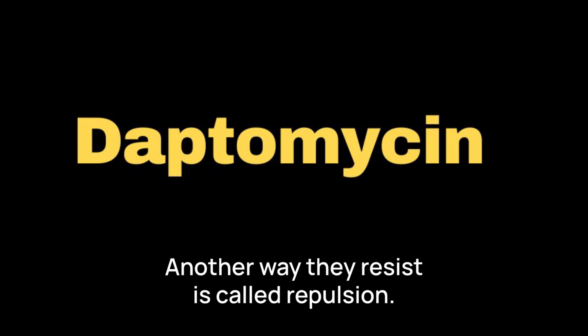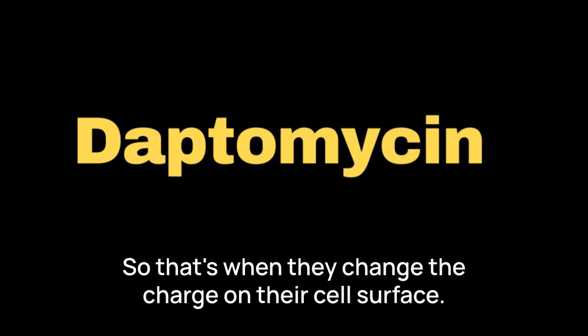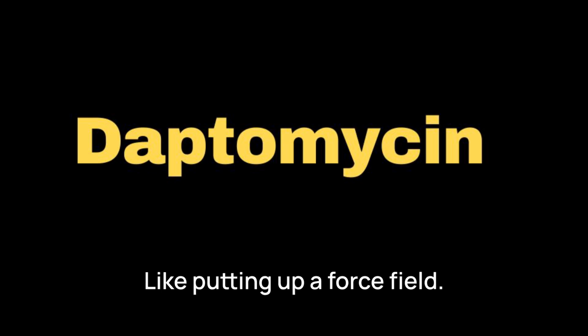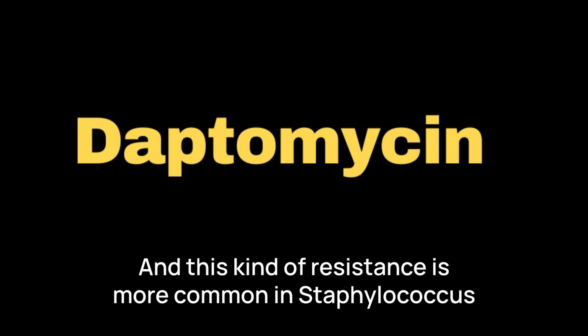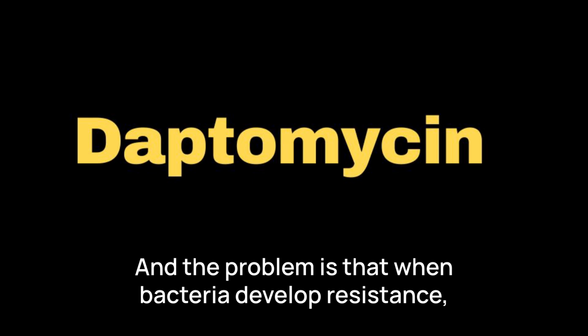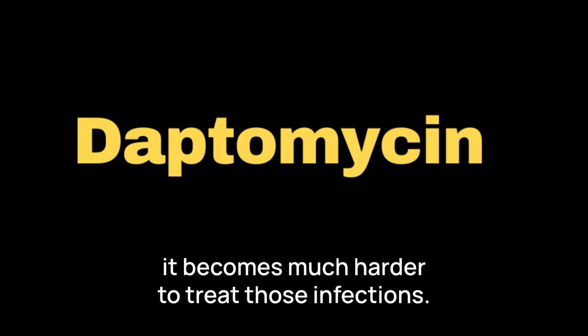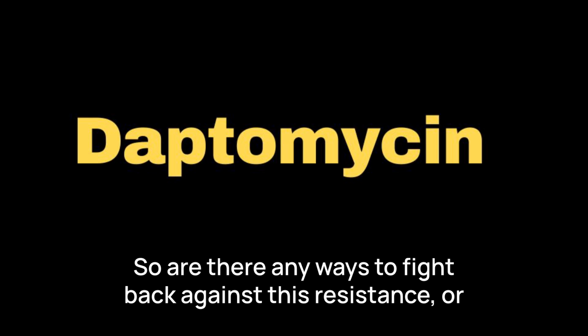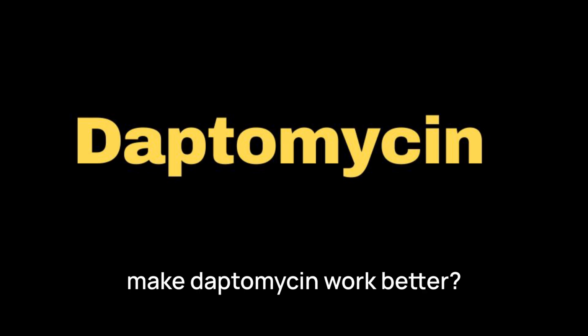Another way they resist is called repulsion. So that's when they change the charge on their cell surface, and that makes it harder for the daptomycin to bind to them and do its job. They're like putting up a force field. Right. And this kind of resistance is more common in Staphylococcus aureus and Enterococcus faecium. And the problem is that when bacteria develop resistance, it becomes much harder to treat those infections. It's a constant battle. So are there any ways to fight back against this resistance or make daptomycin work better?